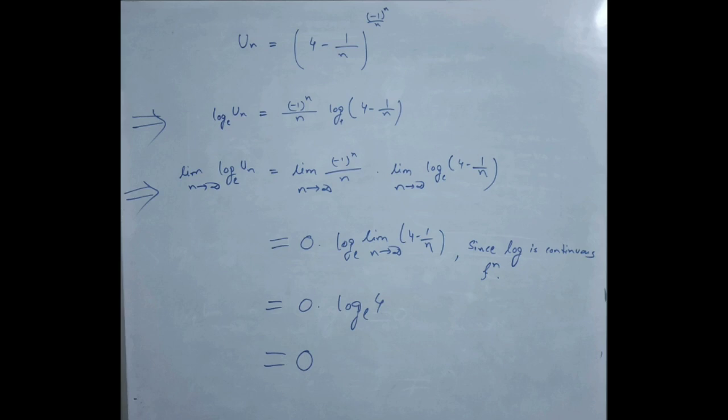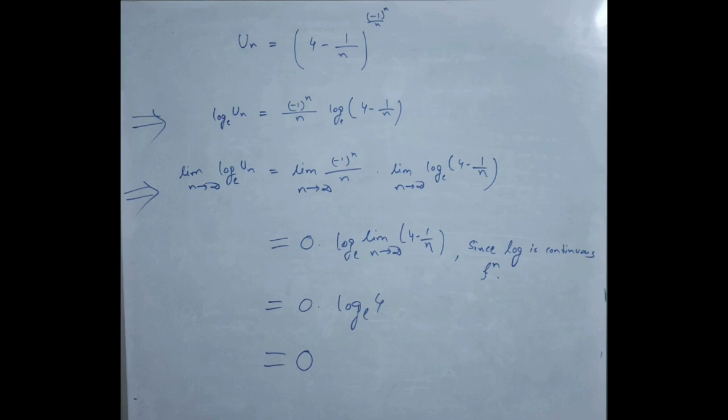Here log is a continuous function, so we can interchange log and limit. The limit as n tends to infinity of minus 1 to the power n by n is going to be 0, and log of the limit as n tends to infinity of 4 minus 1 by n is actually log 4. So we are getting log 4 from there. So 0 into log 4 equals 0. So our limit as n tends to infinity of log un is equal to 0.